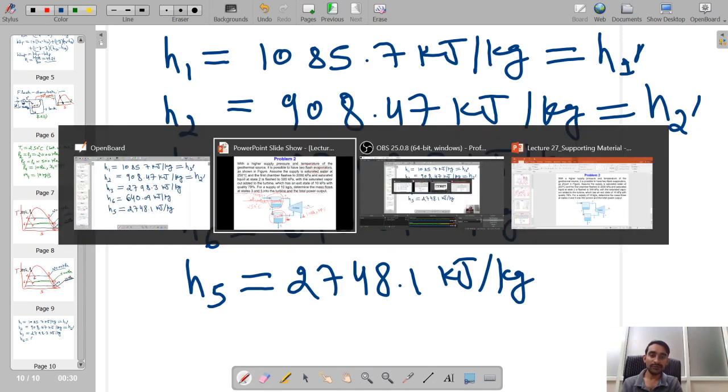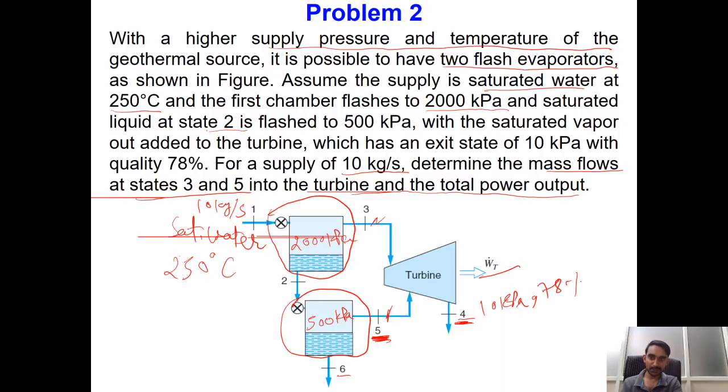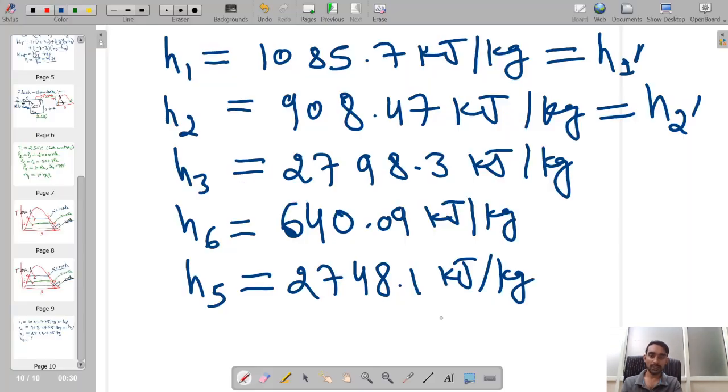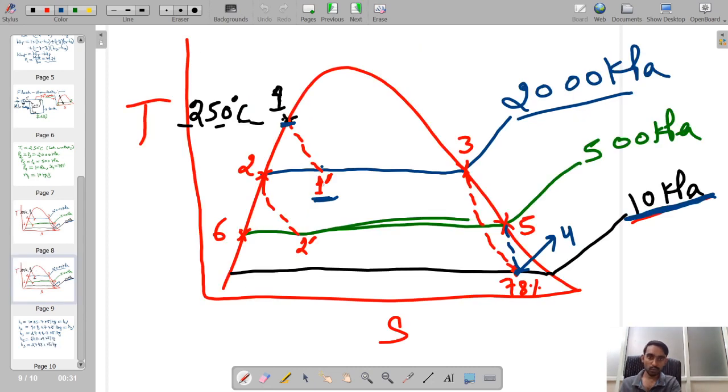After that, if you go through your question, you have to determine the mass flow rate at states 3 and 5. It means how much vapor has entered the turbine, and also you have to determine the total power output. Now one important point I would like to highlight here. You see, point number 1 dash is in between the liquid vapor dome, and point 2 and point 3 correspond to the saturated properties.